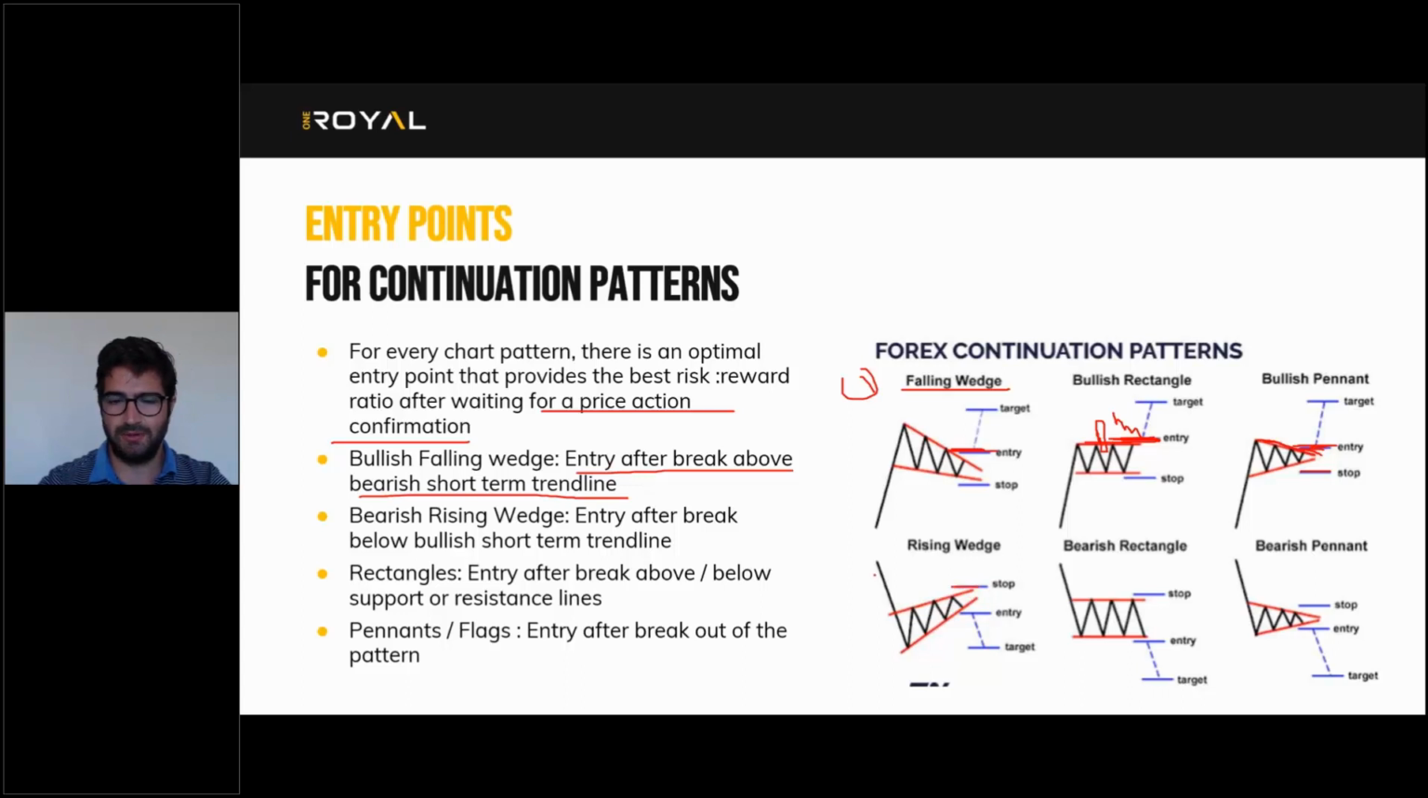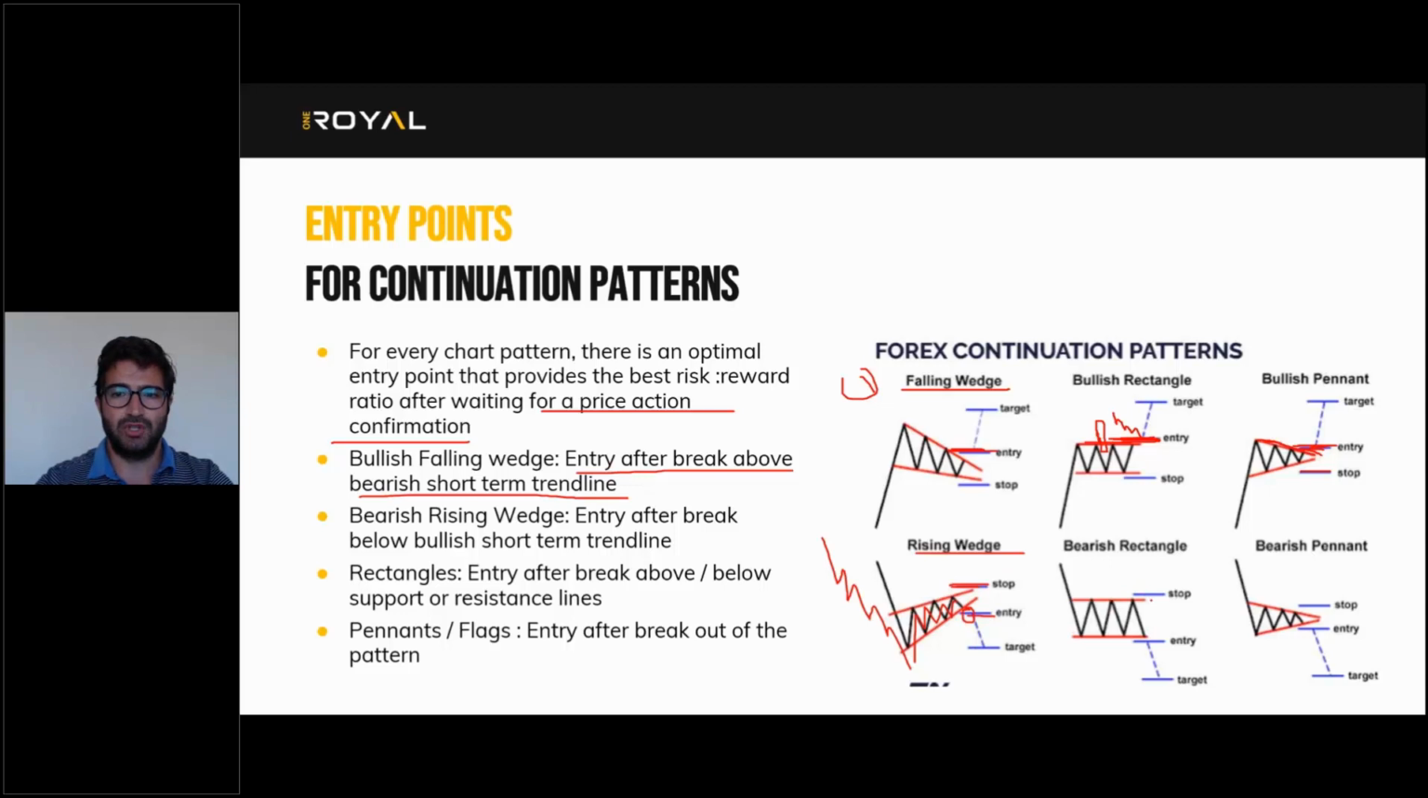If you are using the rising wedge for your short idea, we have here a downtrend, and you see a continuation pattern in the form of a rising wedge. You will put the stop at the higher end of this wedge, entry below the bullish trend line once we have a breakout here.